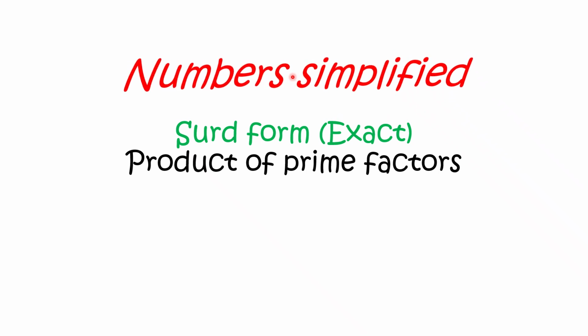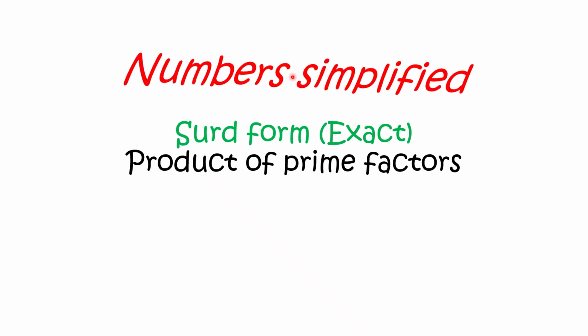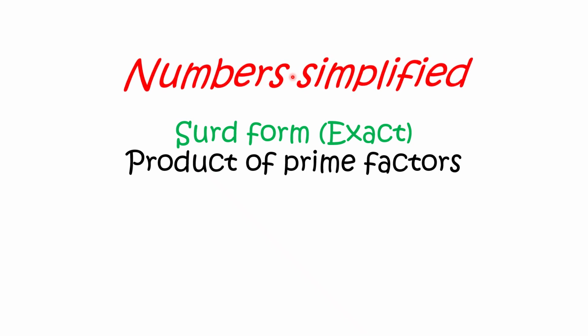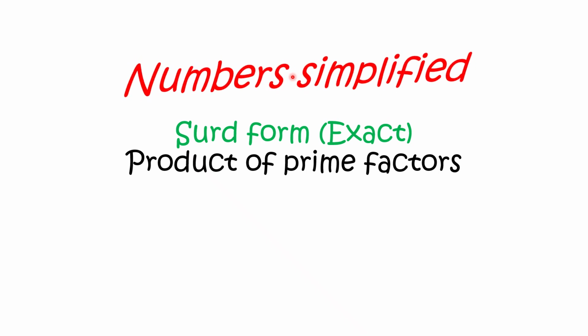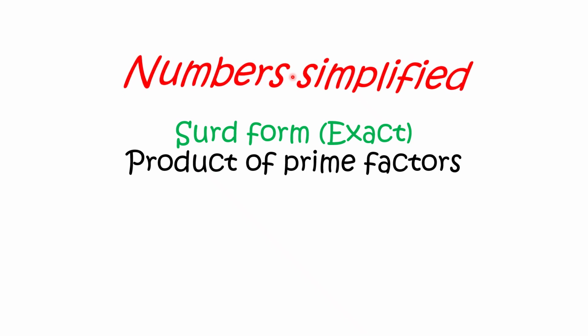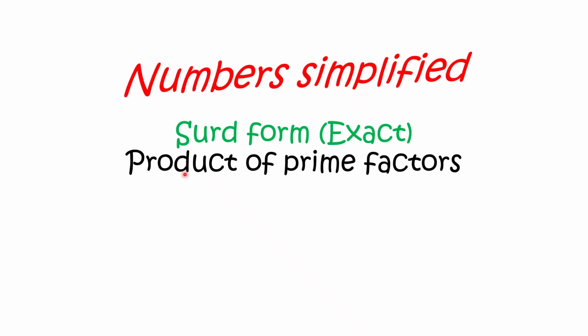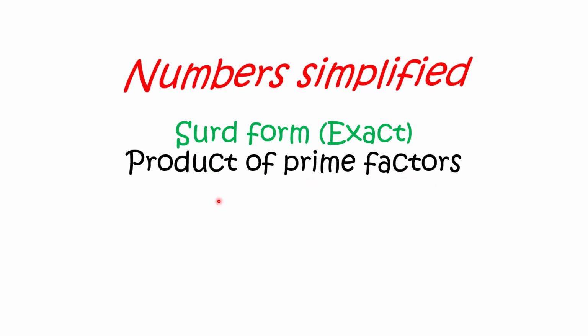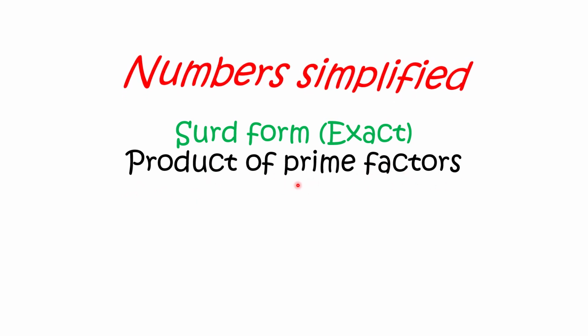Today, we'll be looking at surd form. That is to say, the exact value that you get when you try to find the square root of any number, but we're making use of the product of prime factors. Let's dive into the terminology.